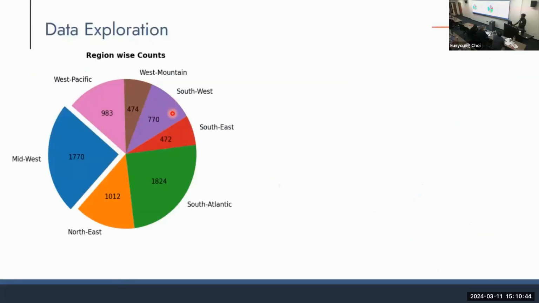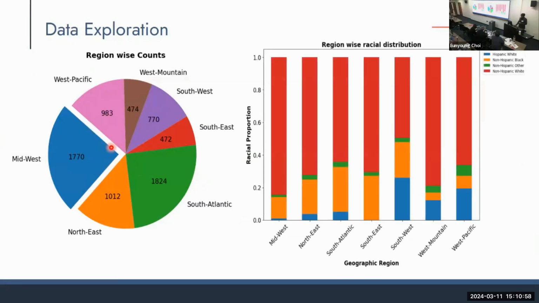This is the region-wise participant count in our study. Overall, we had some 1,200 and something participants. I don't remember the exact number. South Atlantic has the most participants, followed by Midwest. This bar graph indicates the proportion of racial groups within each region. As we can see, we have no Hispanic white population, which is the blue bar, in the Southeast. And in the Southwest, we have the largest Hispanic white population. Non-Hispanic white is the most populous group in each of the regions.